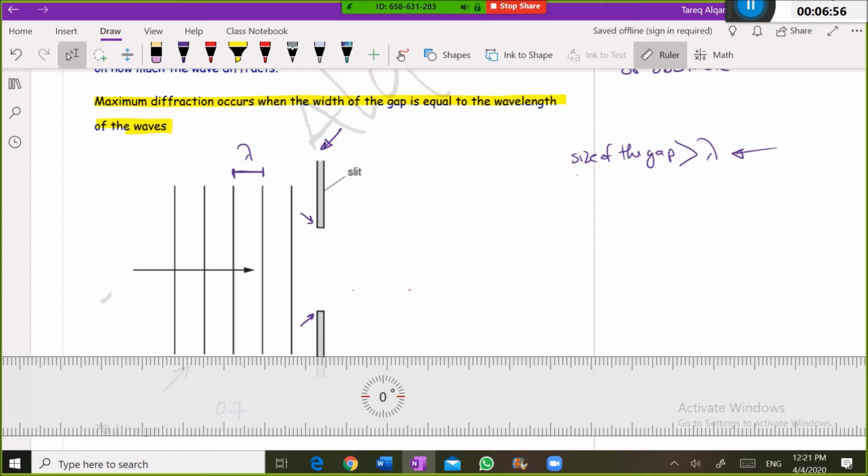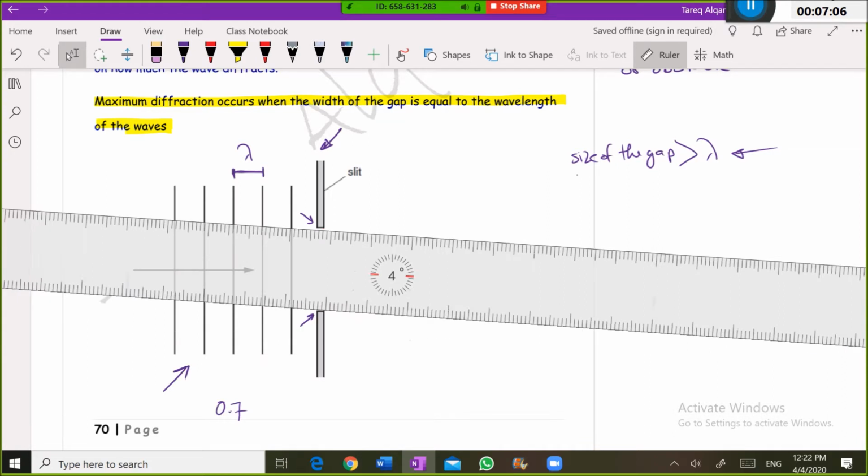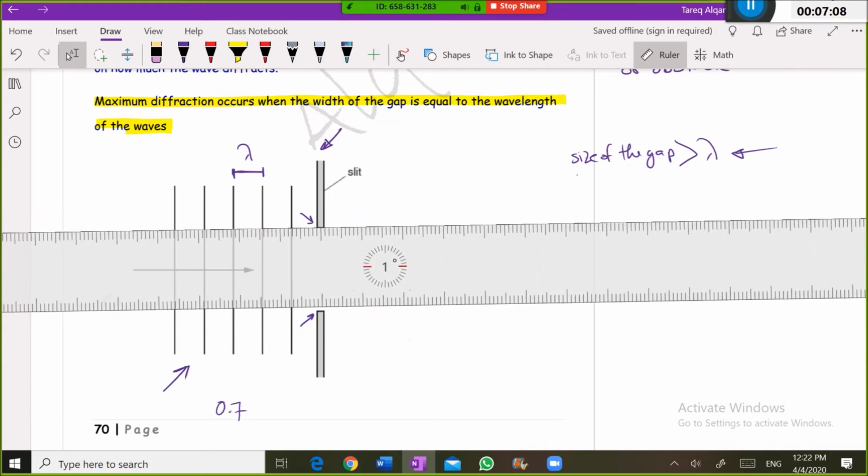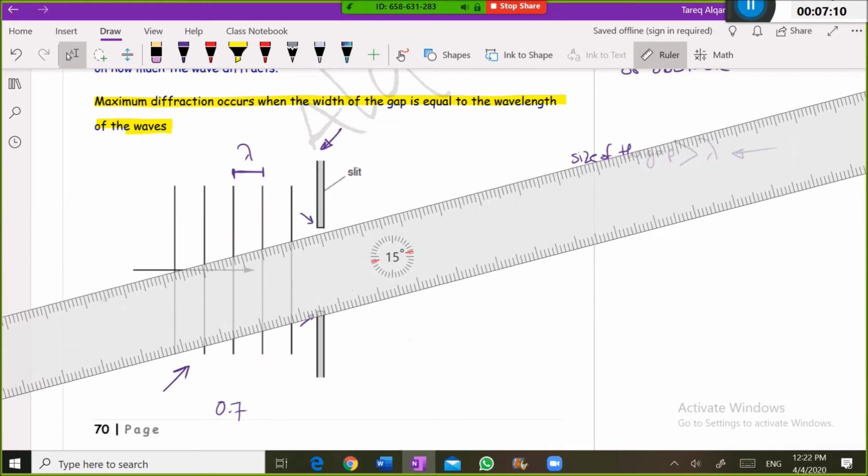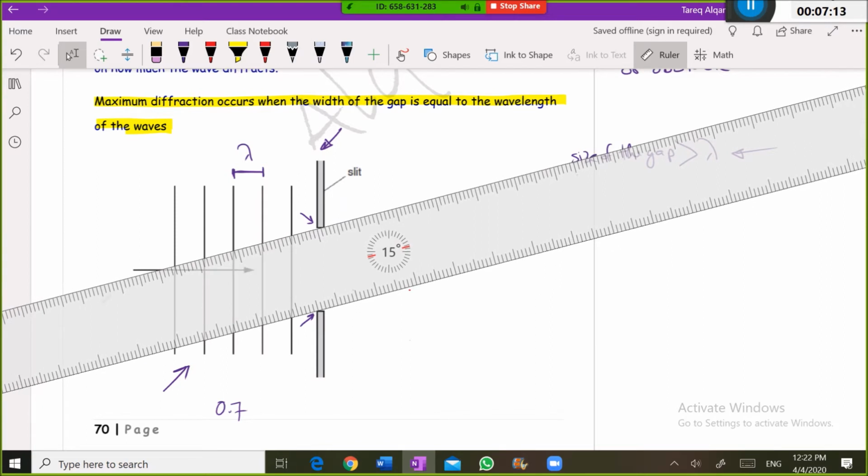So how will I draw the diffracted wavefronts? Here, guys, first of all, I have to draw a line. What I will do now is draw around 15 degrees like this. This is a dashed line.